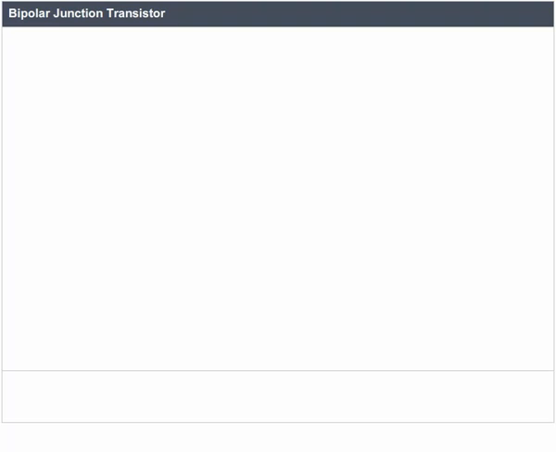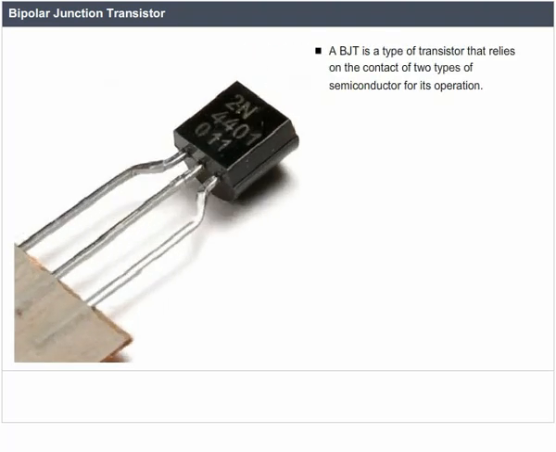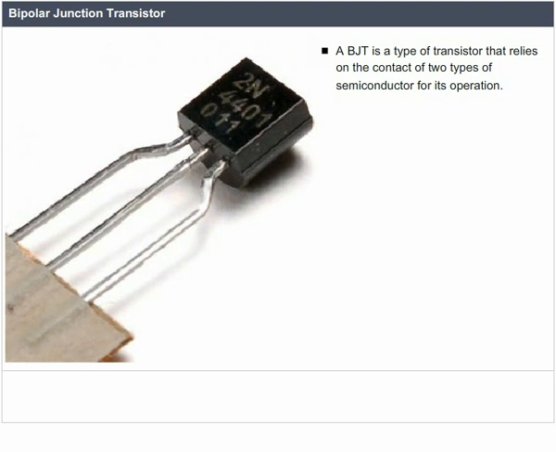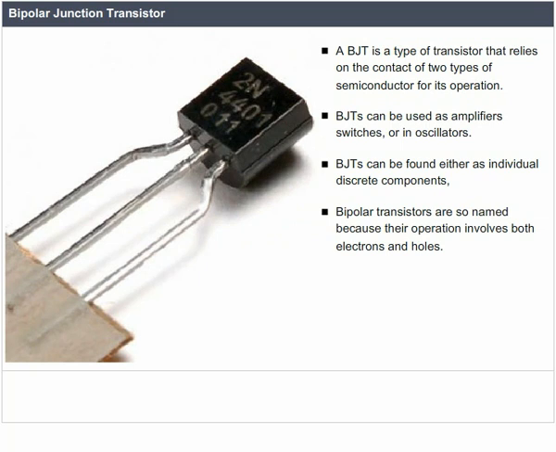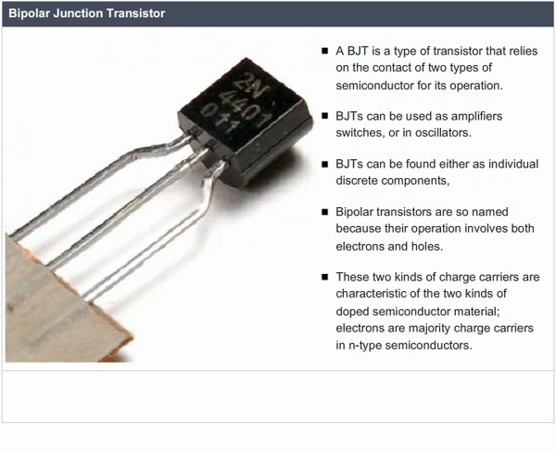Bipolar junction transistor. A BJT is a type of transistor that relies on the contact of two types of semiconductor for its operation. BJTs can be used as amplifiers, switches, or in oscillators. BJTs can be found either as individual discrete components. Bipolar transistors are so named because their operation involves both electrons and holes. These two kinds of charge carriers are characteristic of the two kinds of doped semiconductor material. Electrons are majority charge carriers in N-type semiconductors.